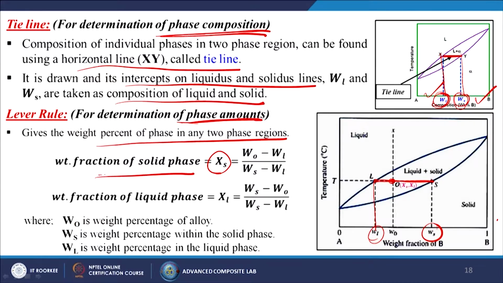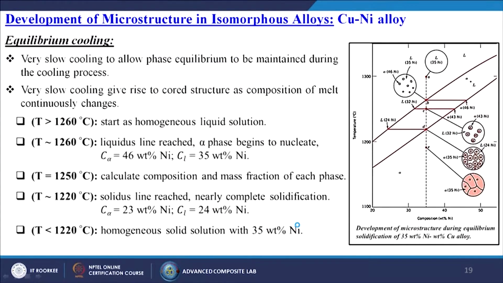So, what is the weight fraction of the solid phase? XS is equal to W0 minus WL by WS minus WL, and what is the XL? XL is equal to WS minus W0 by WS minus WL. Where W0 is the weight percentage of the alloy, WS is the weight percentage within the solid phase, and WL is the weight percentage in the liquid phase itself. So, in this way we can easily calculate the weight fraction of the solid phase or the liquid phase.